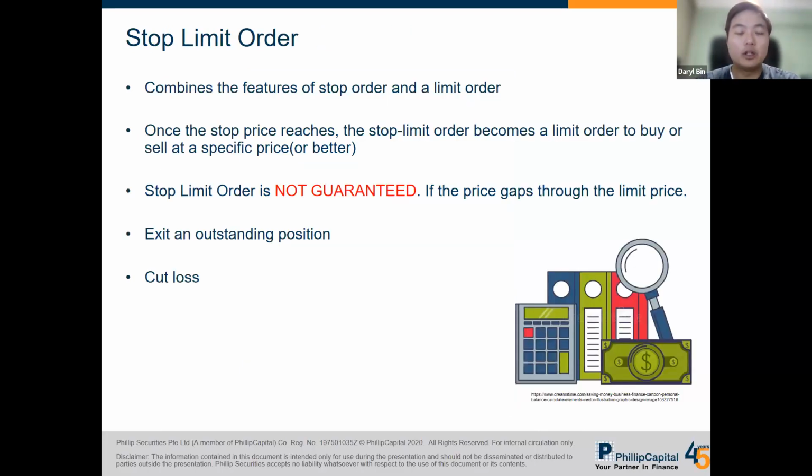A stop limit order combines the features of a stop order and a limit order. Once the price reaches the stop price, the stop limit order becomes a limit order to buy or sell at a specific price or better. A stop limit order is not guaranteed, in case the price gets through the limit price. This is usually used as a way to exit an existing position, more like a cut loss.